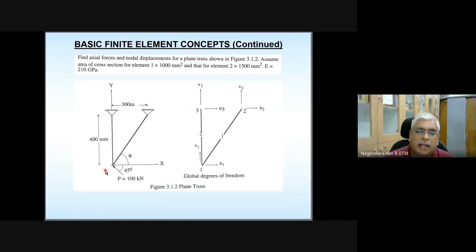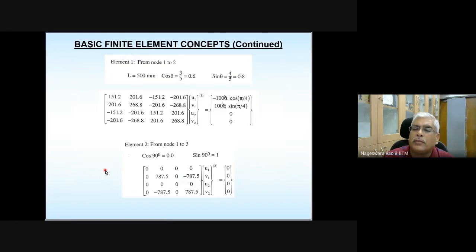So you should be very careful how you are taking your local node 1, which node you are calling as local node 2 for each of the elements. That is the reason for this particular problem. It is clearly noted: element 1 goes from node 1 to node 2. It's not going from node 2 to node 1. It's going from node 1 to node 2. Element 2 goes from node 1 to node 3.